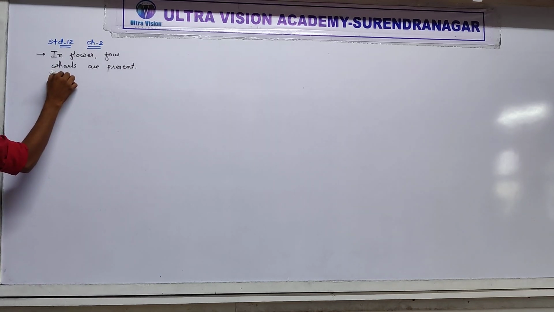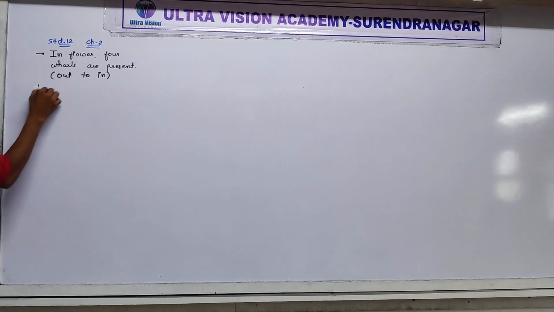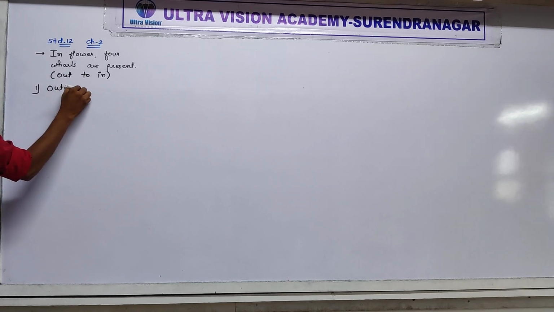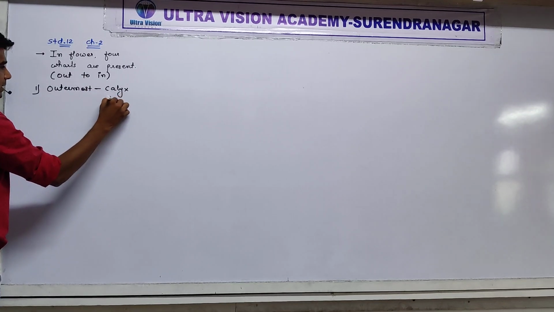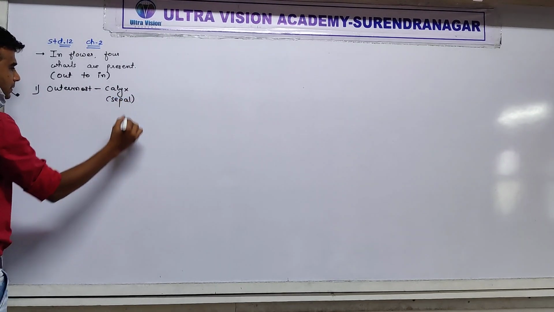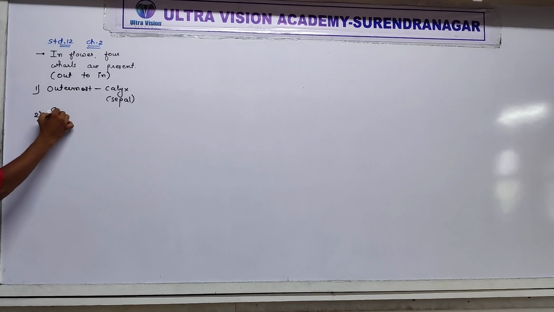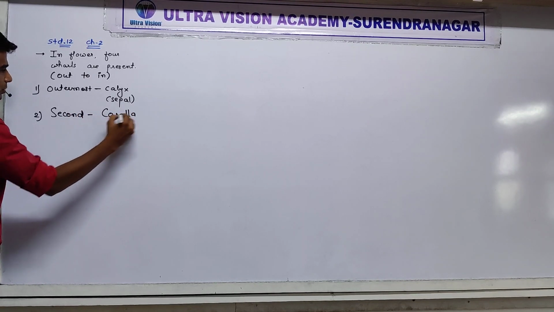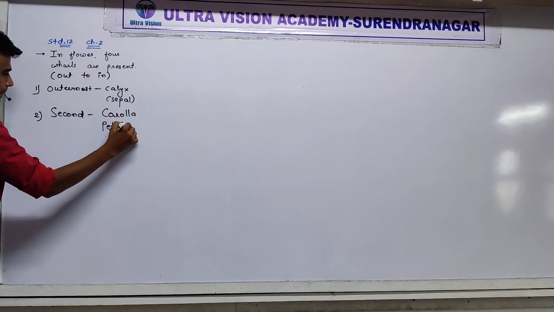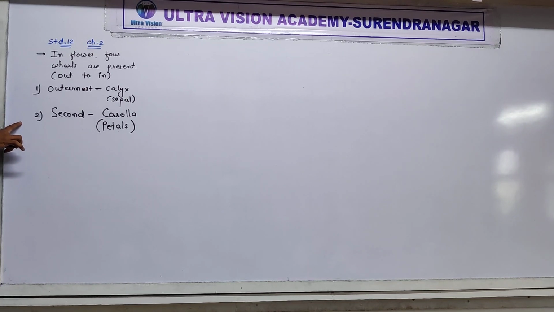But here remember that out to in. So first is known as outermost calyx. The unit of calyx is known as sepal. Second, known as corolla. The unit is known as petals. Now see that?